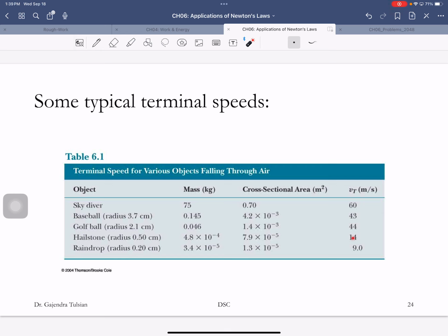Hailstones fall at about 40 miles an hour, and you can see what kind of damage they cause on cars and other things. You can't walk in a hailstorm. Raindrops fall at about 20 miles an hour.